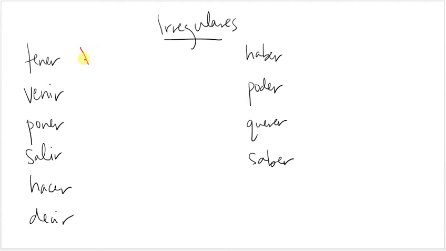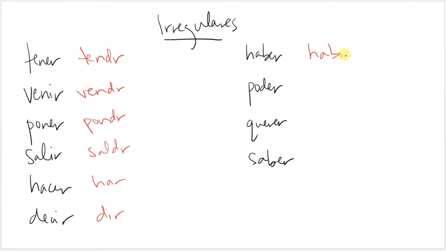So remember, tener goes to tendr-, venir goes to vendr-, poner goes to pondr-, salir goes to saldr-, hacer goes to har-, and decir goes to dir-. That's the same in the future tense. Haber goes to habr-, poder goes to podr-, querer goes to querr-, and then saber goes to sabr-. Again, these are all the same irregulars as in the future tense.